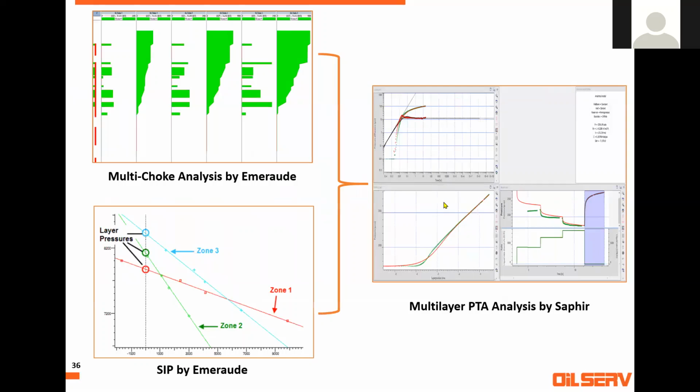A little bit extra integration. You have multi-rate analysis. This is the Emeraude result for multi-choke. This is the same 3-choke we saw a while ago with PBU. And this is the inflow relationship per each layer. You can take them both. You have the P initial, and you can create the multi-layer PTA analysis by Saphir.